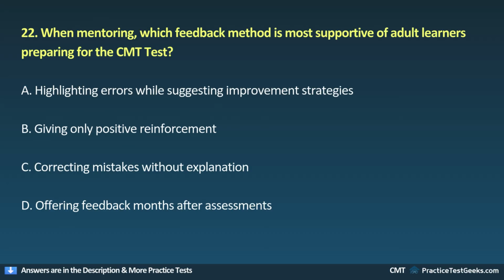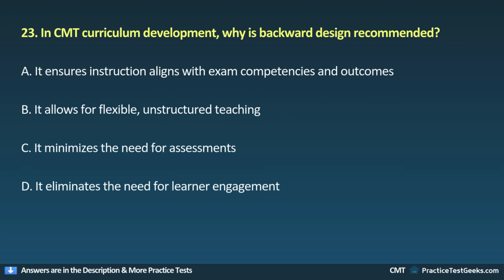22. When mentoring, which feedback method is most supportive of adult learners preparing for the CMT test? A. Highlighting errors while suggesting improvement strategies. B. Giving only positive reinforcement. C. Correcting mistakes without explanation. D. Offering feedback months after assessments.